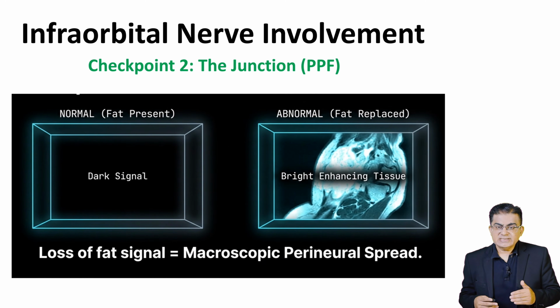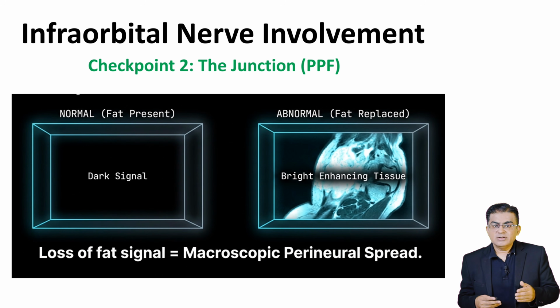Next, I want you to trace that nerve further back to checkpoint 2, the junction. We call this pterygopalatine fossa or PPF. These 2 images are hypothetical images to show you that checkpoint. Look at the normal image on the left. Because we are using a fat saturated MRI sequence, this fossa should look exactly like a dark empty box. Why? Because the PPF is naturally packed with fat and our scan suppresses that fat signal.